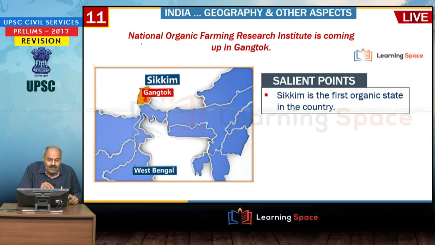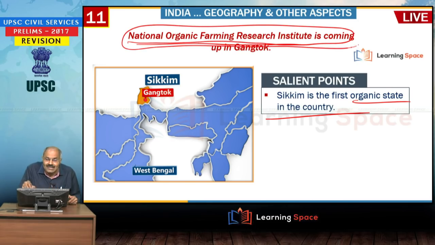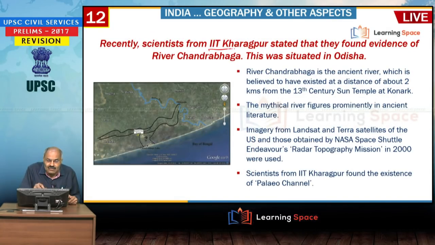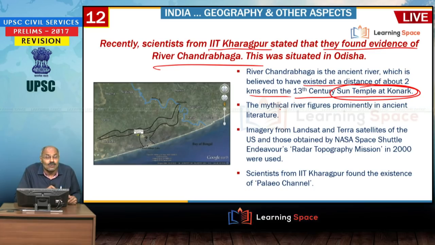If you go further, if you look at Sikkim, Sikkim is the first organic state in the country. Sikkim was declared as the first organic state, and the National Organic Farming Research Institute is coming up in Gangtok, right. Recently, scientists from IIT Kharagpur stated that they found evidence of river Chandrabhaga, an ancient river which is believed to have existed just 2 kilometers away from the 13th century Sun temple at Konark.